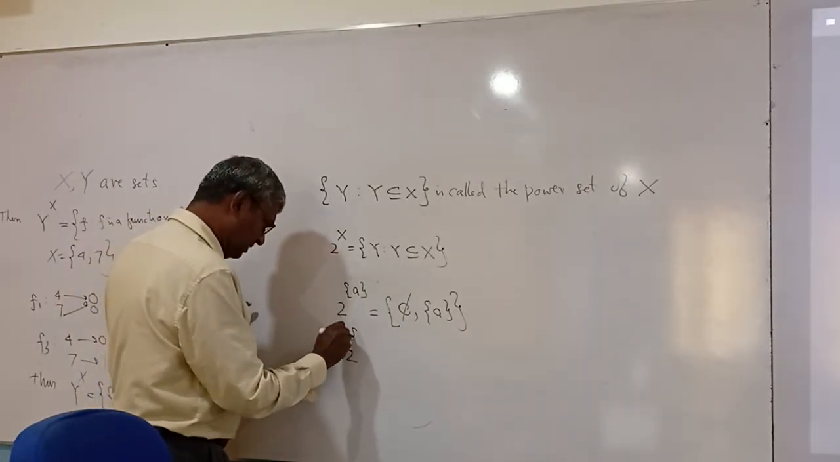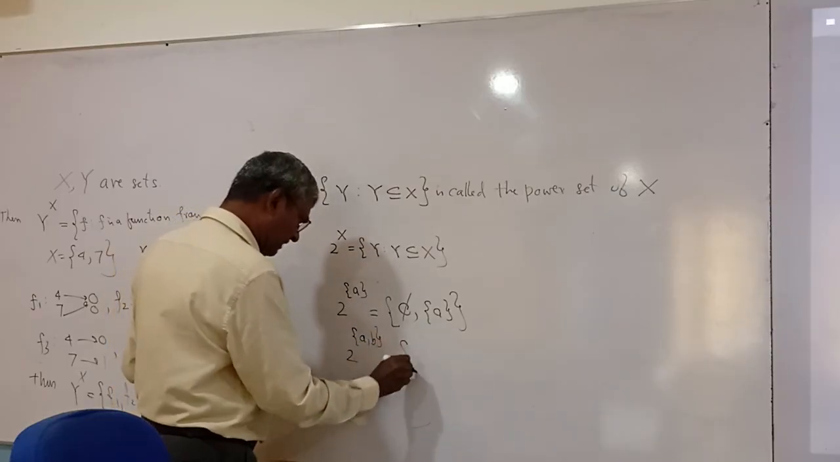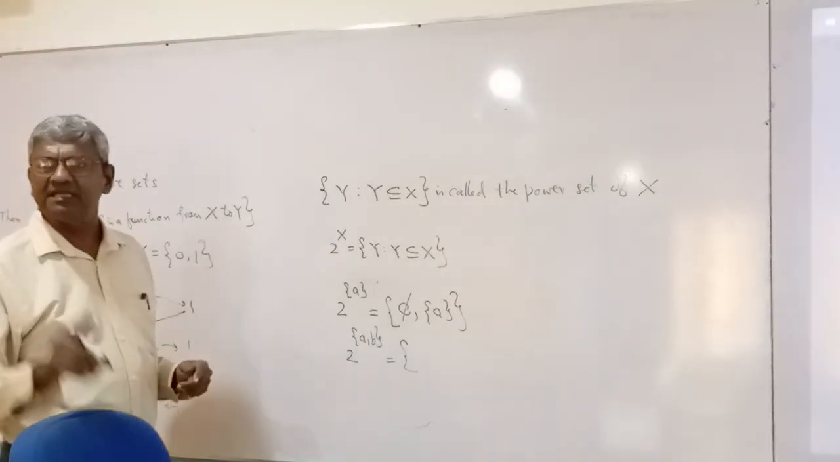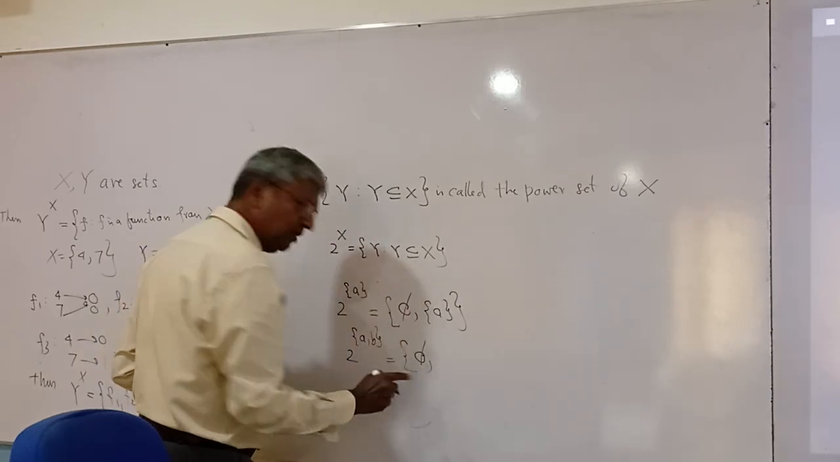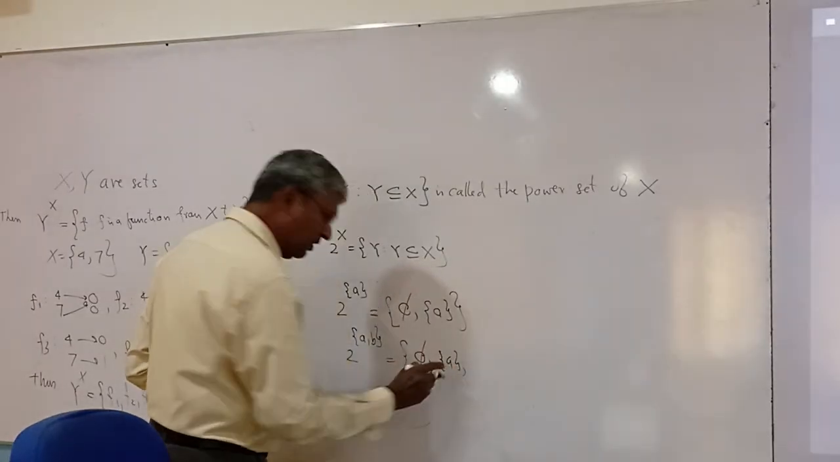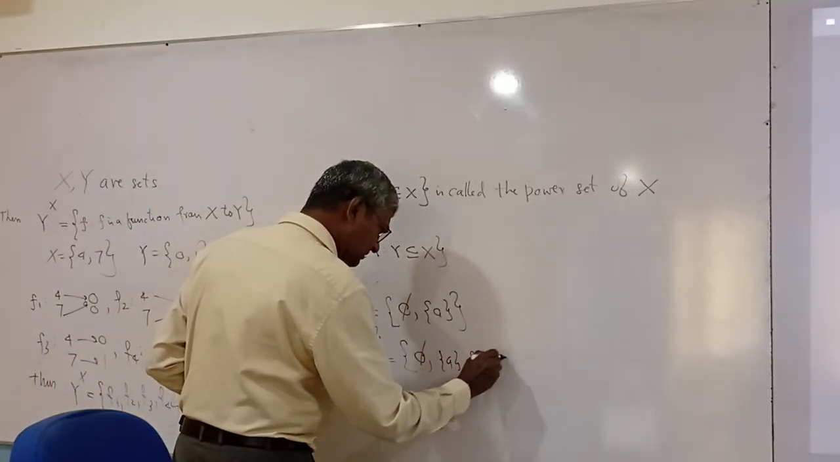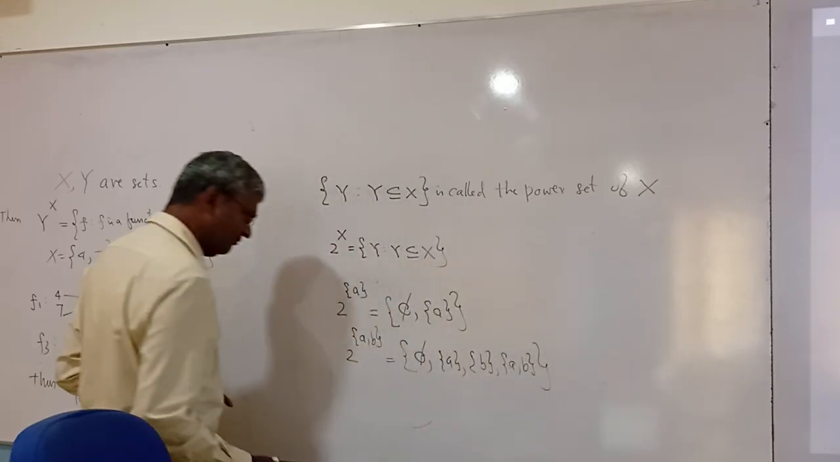Now let's go to the set {A, B}. What are the subsets? One of them? Empty set, very good. One more? Singleton A. One more, Buddha? Singleton B. The last one is the set consisting of A and B.